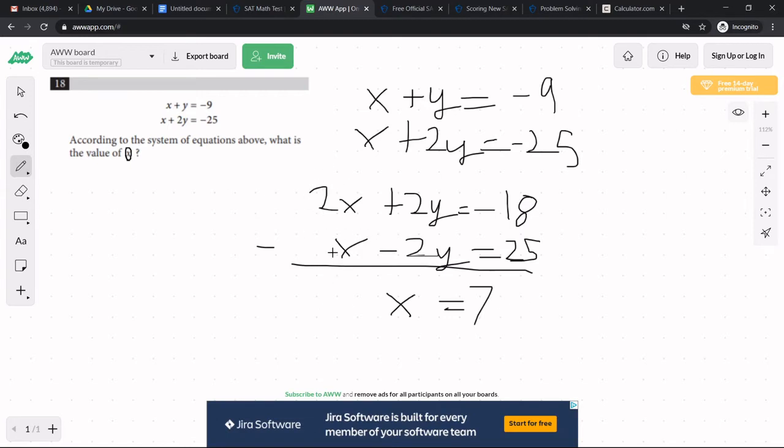Luckily, these two turned out to work out really well for us, so we get our answer of 7 pretty quickly. This is a grid-in question, so all you would have to do is put in 7. Yeah. You can plug it back in, check for y if you really want to, but it's not necessary to do so.